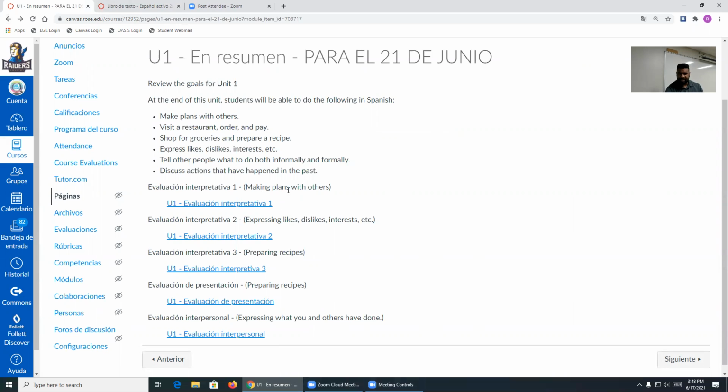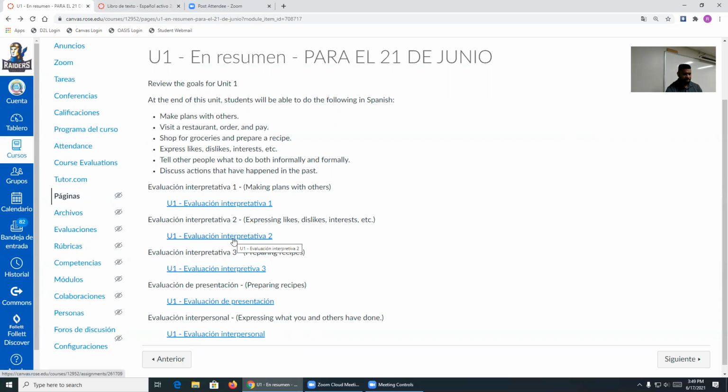So expresión or evaluación interpretativa 2. By the way, that first one is making plans with others. This is giving excuses. Oh, I can't. How about this time? Let's do this. You want to go do this? No, gotta wash my hair. It's doing that type of thing. Accepting and rejecting offers. So parte 2, interpretativa 2, expressing likes and dislikes, interests.